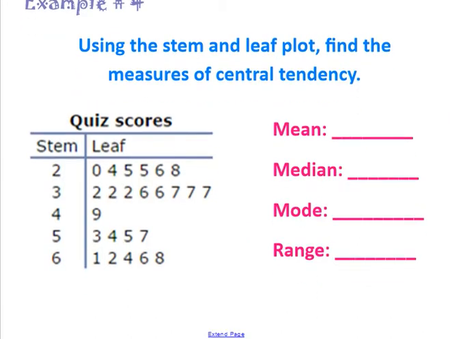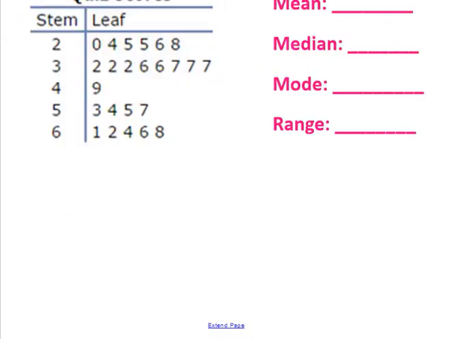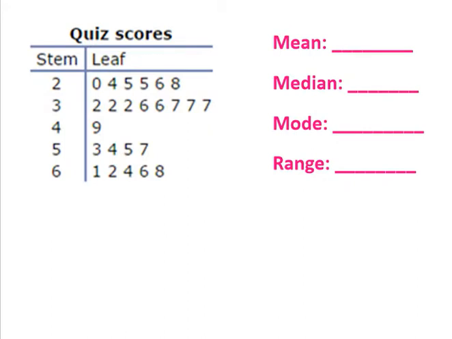Okay, example 4. So this time we have the stem and leaf plot already created for us, and we need to go ahead and determine the mean, median, mode, and range. First off, let's start with the easier ones. So what is the range? Well, the range is going to be our largest number subtracted by our smallest number. So what is our largest number? We'll go down to the bottom of the stem and leaf chart, find your largest stem, and then find your largest leaf. So that's going to be 68 minus, now go up to the top, smallest stem, smallest leaf, 20. So 68 minus 20 is going to give you 48.